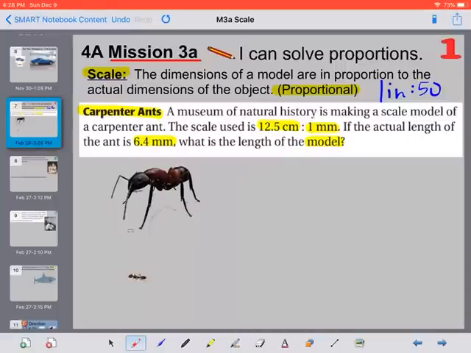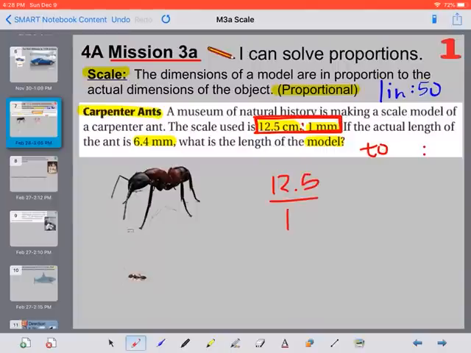So they're telling us, here is our scale. They wrote it using a colon. This is a ratio. Really, a scale is a ratio of one part to another part. We learned 3 ways to write a ratio: as a fraction, using the word to, or using a colon. So when we set up a proportion, we write a ratio equal to another ratio. So I'm going to write this as a fraction, 12.5 over 1.